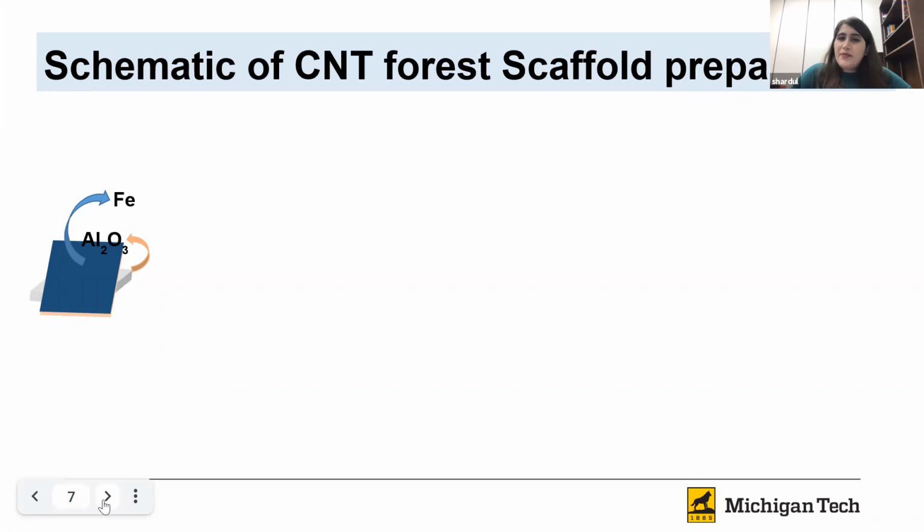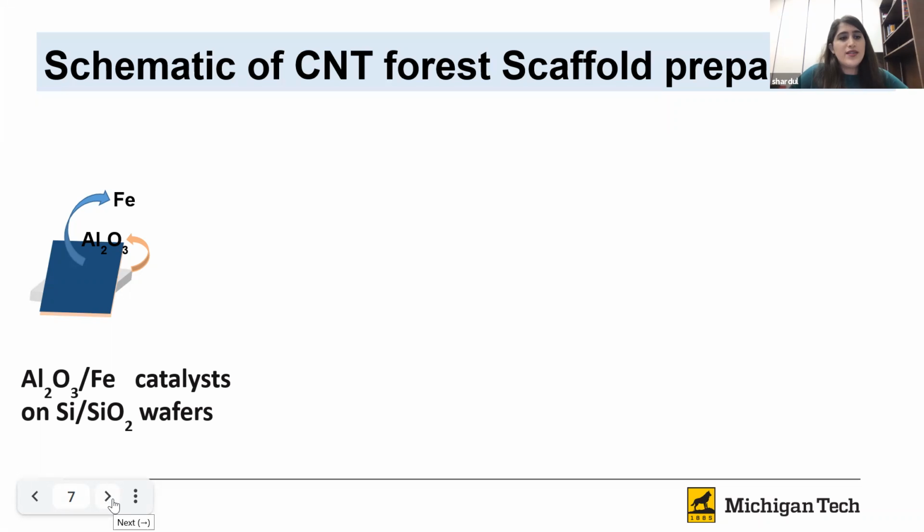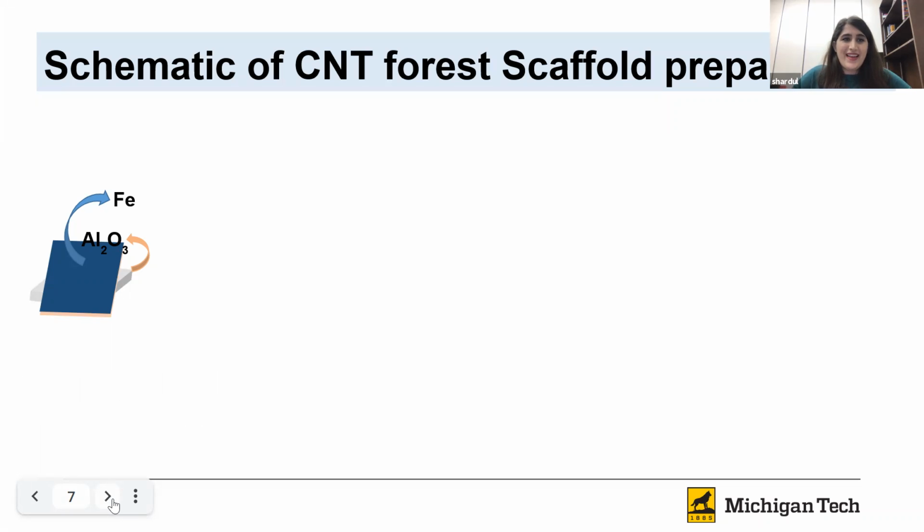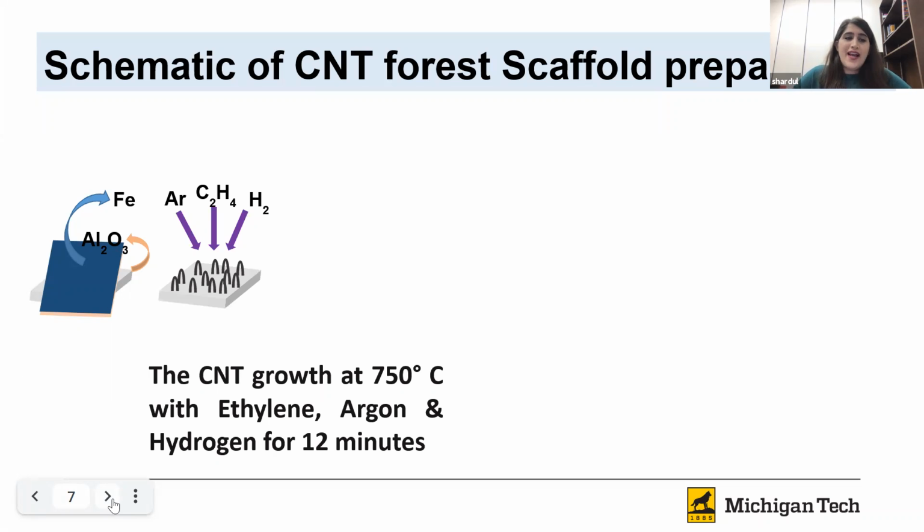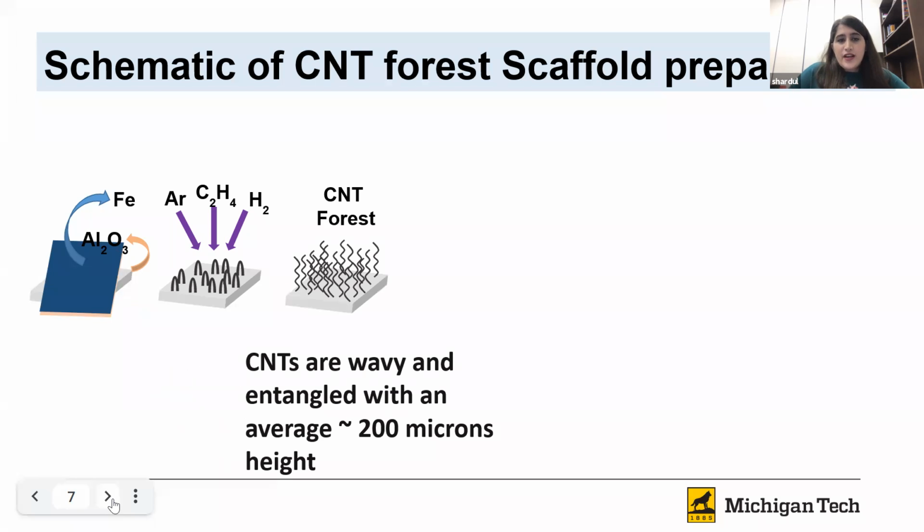For preparing the CNT forest as a scaffold, first we use alumina and iron catalyst nanomaterials on the silicon wafer to help form the nanostructure of the scaffold. After that, at 750 degrees centigrade, in the presence of ethylene, argon, and hydrogen for 12 minutes, we grow the CNT forest. The CNT forest grows wavy and entangled, with an average height of 200 microns.